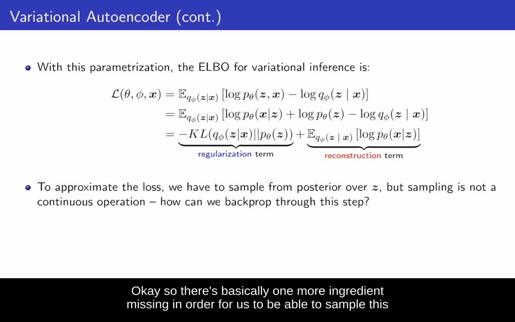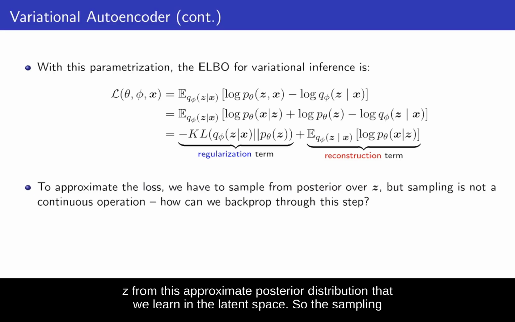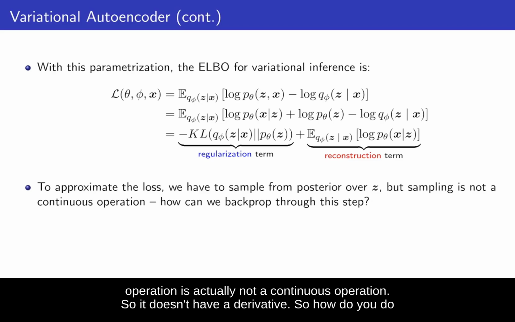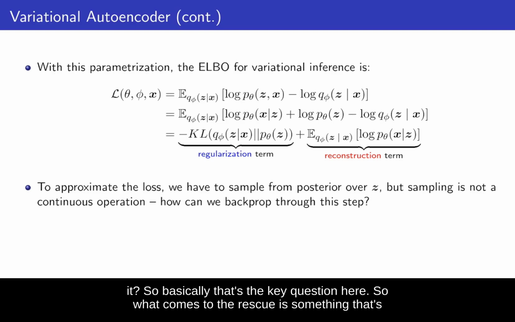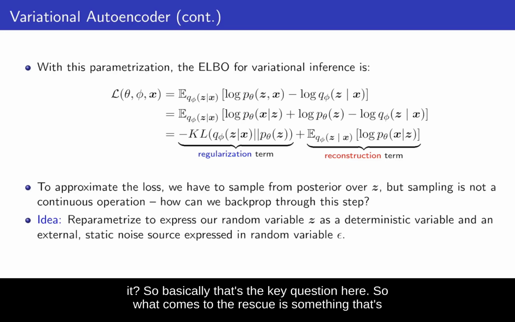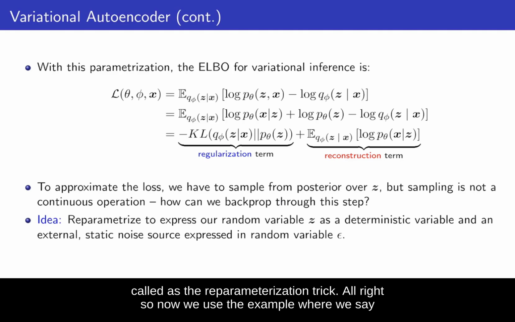Okay, so there's basically one more ingredient missing in order for us to be able to sample this Z from this approximate posterior distribution that we learn in the latent space. The sampling operation is actually not a continuous operation, so it doesn't have a derivative. So how do you do backprop through that? That's the key question here. What comes to the rescue is something called the reparameterization trick.